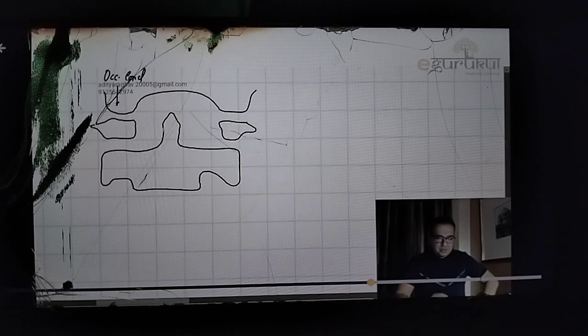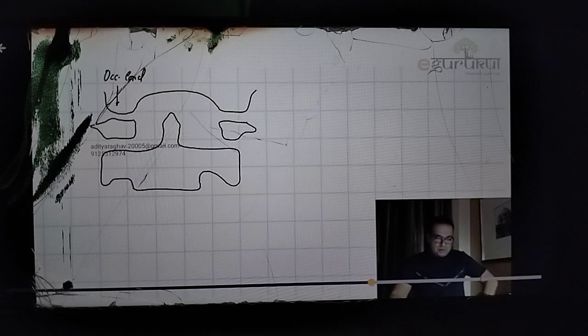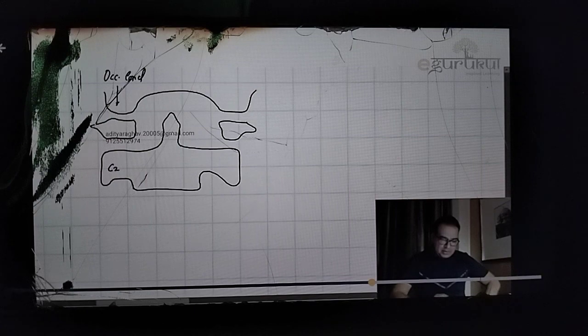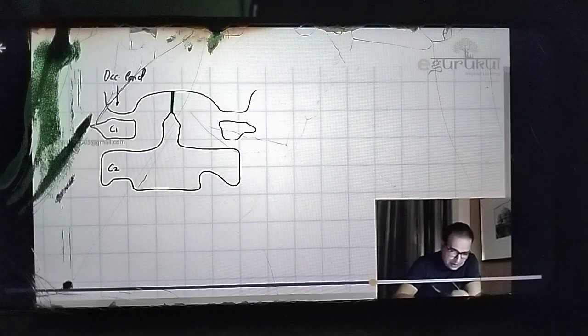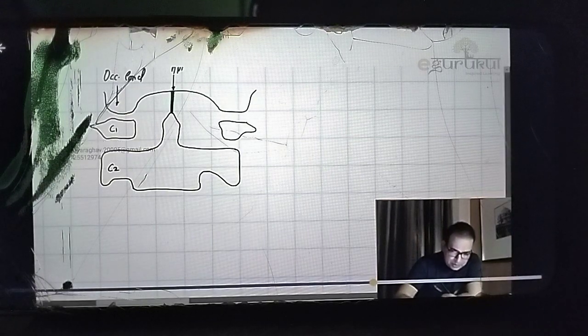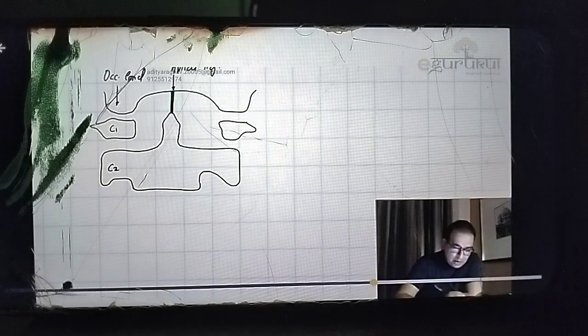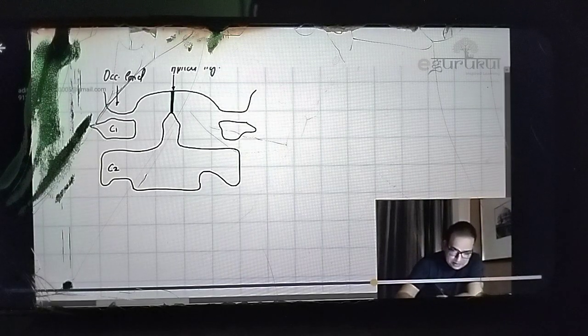So basically, I've cut this arch so that I can clearly see the dens of the second cervical vertebra. That is C2 vertebra, and that is C1 vertebra. From the apex of the dens, we already said there's a ligament going to the margin of the foramen magnum. That is the apical ligament. We are able to see this in the sagittal section. But there is another ligament which is coming from the sides like this.